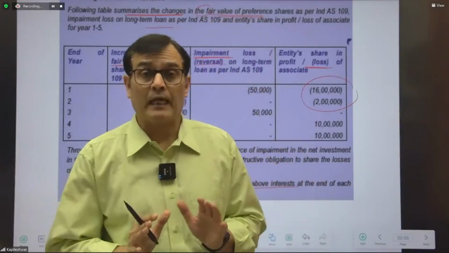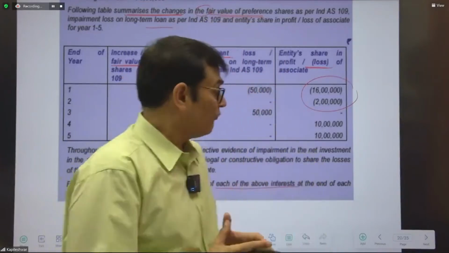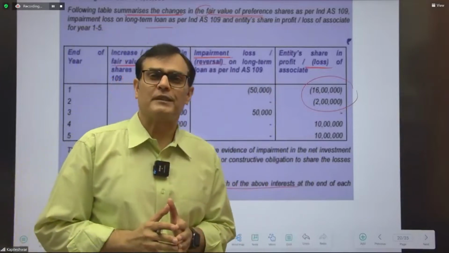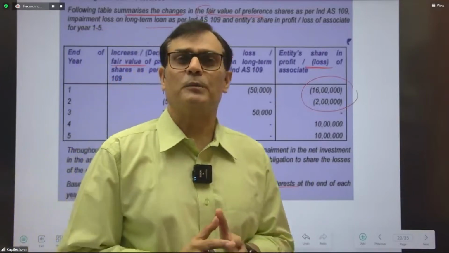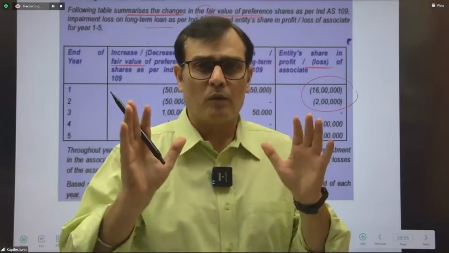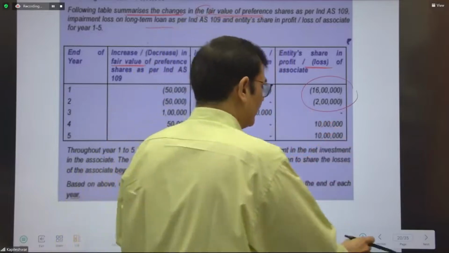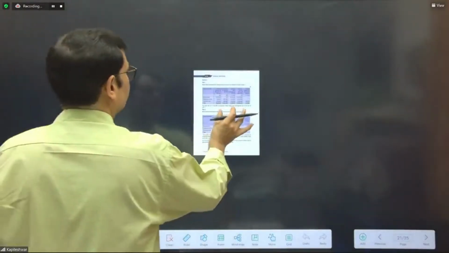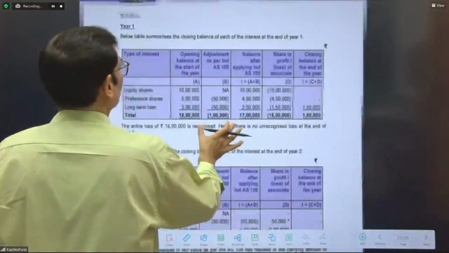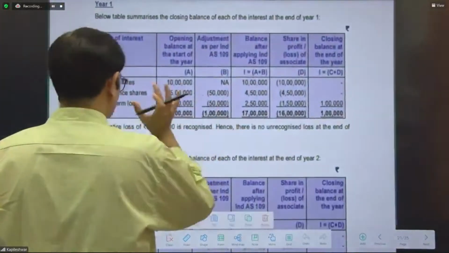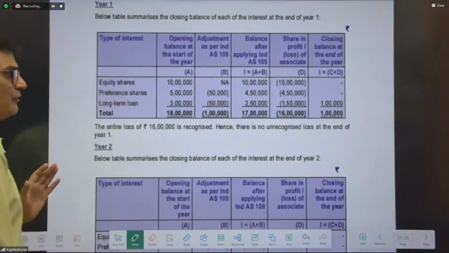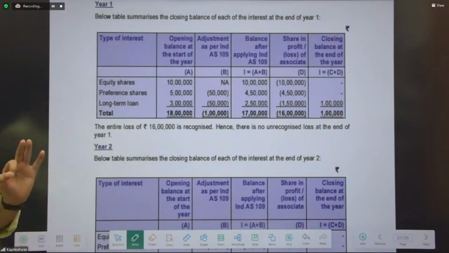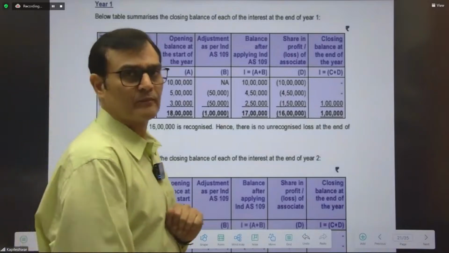Mind you, I'm now going to work on a total of 5 years with you. We need to see the value at which the investment will appear at the end of each year. Now watch this carefully. You'll get the concept easily. Let's go year by year. So we're going to consider 5 years. Watch this carefully. It's pretty easy. See my steps very carefully.